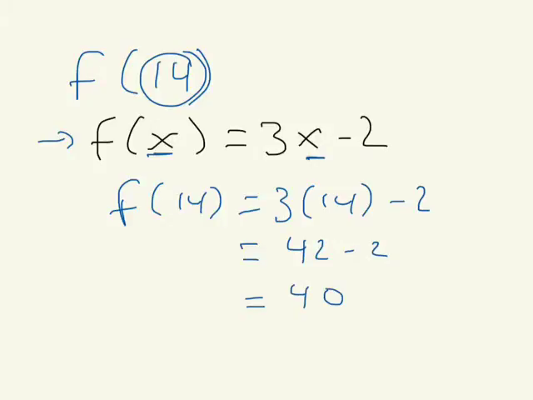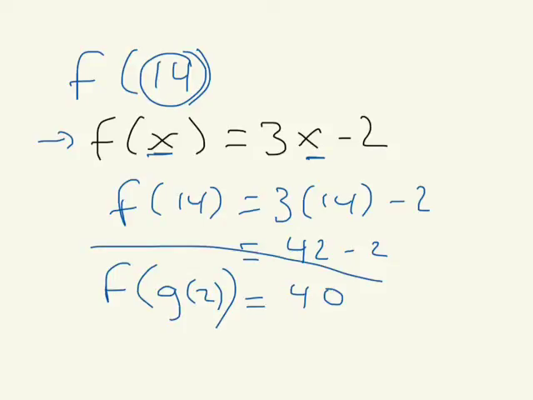So our final answer is, remember, we have to go back to our beginning question. And our beginning question was, what is f of g of 2? And that is the answer, 40. So what we did, just as a recap, we found out what g of 2 was, we plugged that answer into the f equation, and then we got 40. And that was our answer.